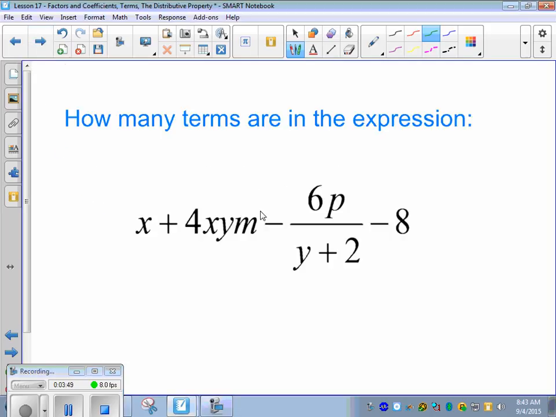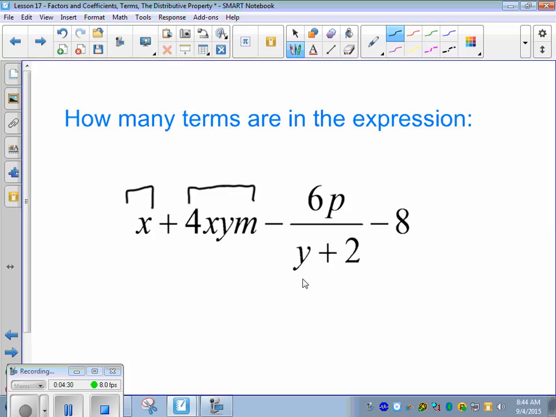So let's look and see. How many terms are in the expression? I want you guys to look at this really quick. Hold up with your fingers how many terms you think are in this expression. I see some that I agree with, some that I don't. There's sort of a tricky one in here. The tricky one should have given you less, Isaac. Okay, I see lots of 4s. 4 happens to be the number that I agree with. And I'll show you why. So we have x is definitely 1, right? 4xym is also definitely 1.